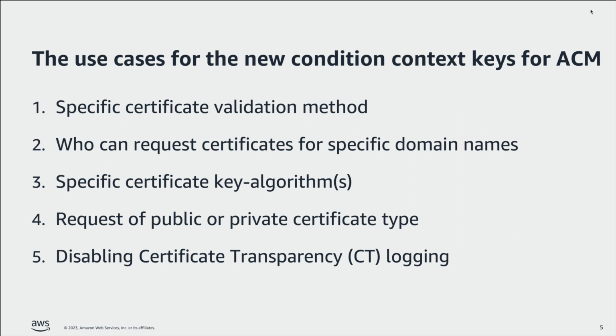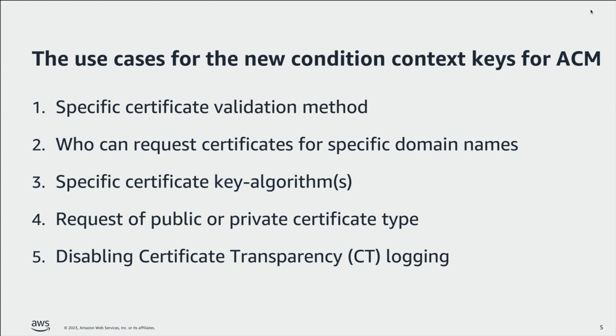Using these new condition keys, you can define how your ACM users customize certificate issuance parameters to authorize, number one, a specific certificate validation method, number two, who can request certificates for specific domain names, including wildcard names, number three, specific certificate key algorithms, number four, the request of public or private certificate types, and number five, disabling certificate transparency logging. You can allow or deny specific certificate issuance parameters in your IAM principals.